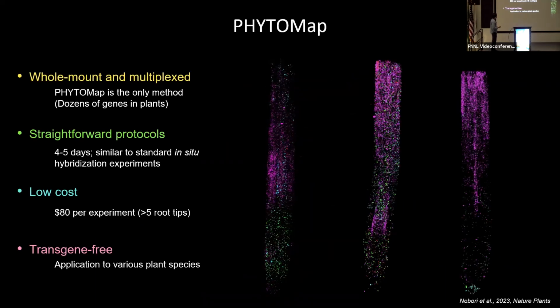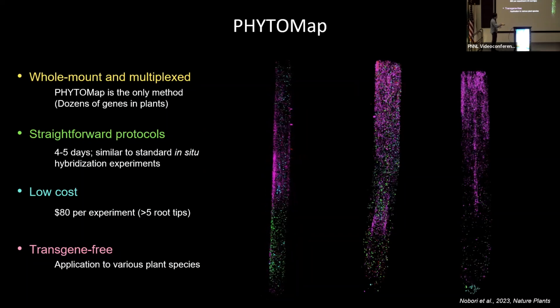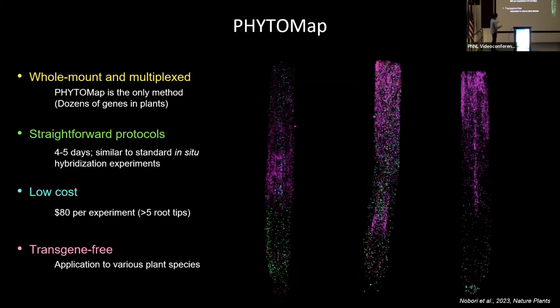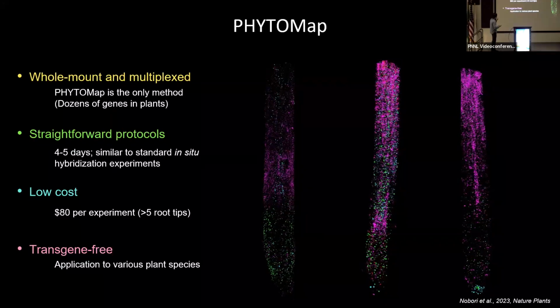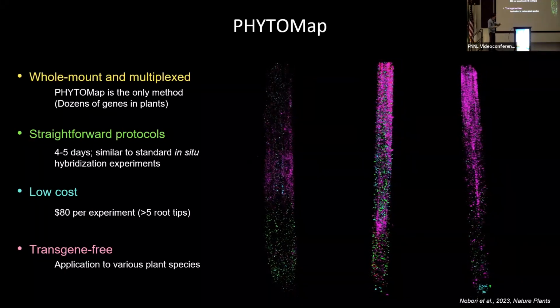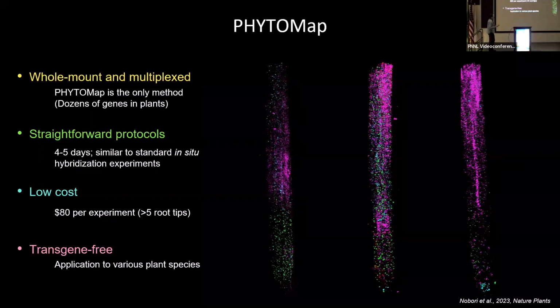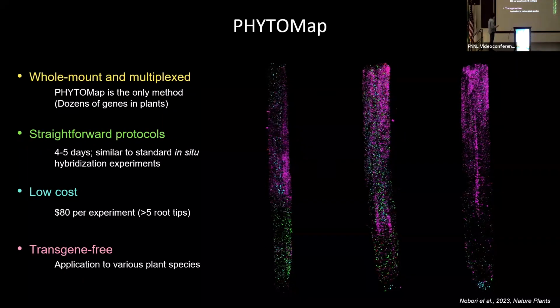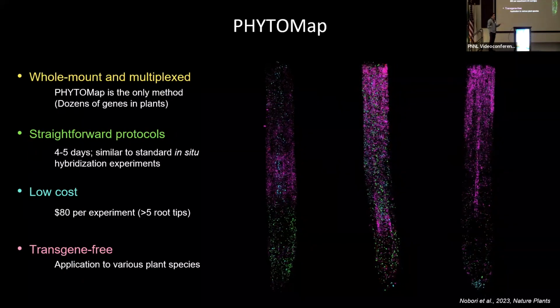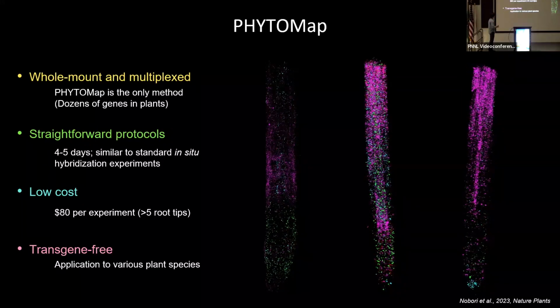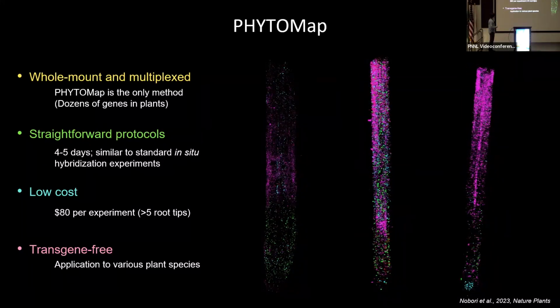And so I have more information in this recently published paper, but here I just briefly summarize some key features of Phyto-map. I believe this is currently the only approach which can visualize dozens of genes at once in whole mount plant tissue. And the protocols are pretty straightforward.